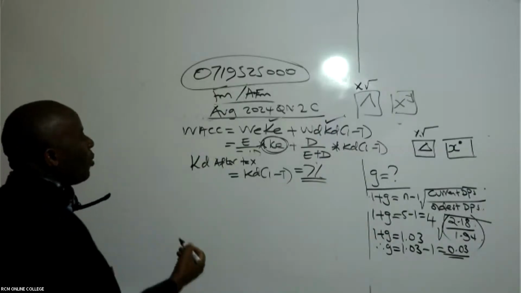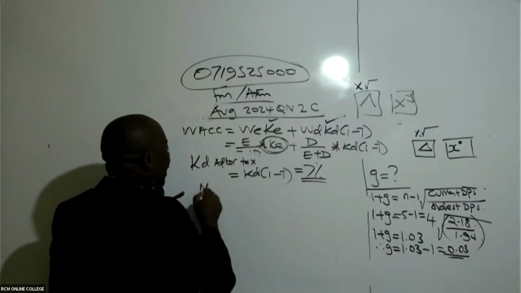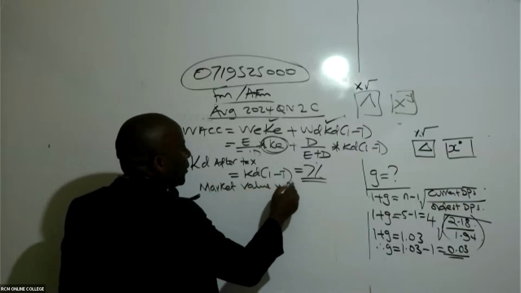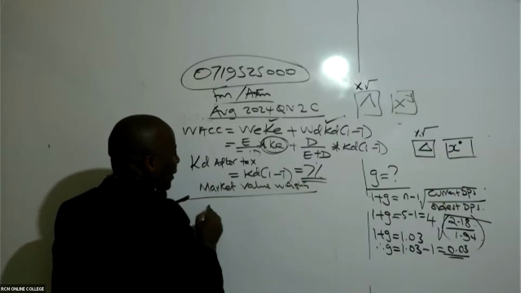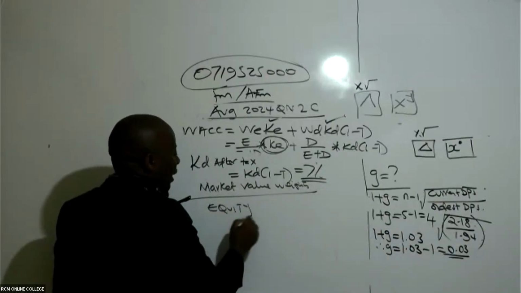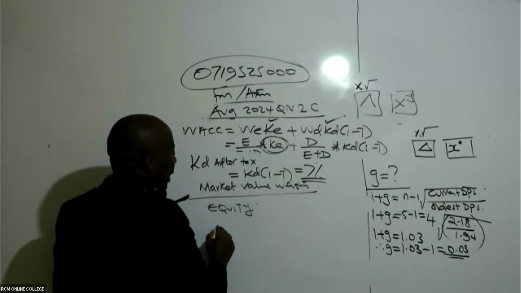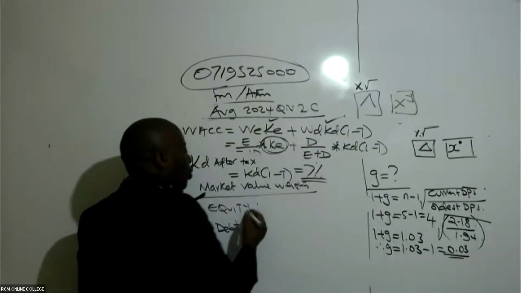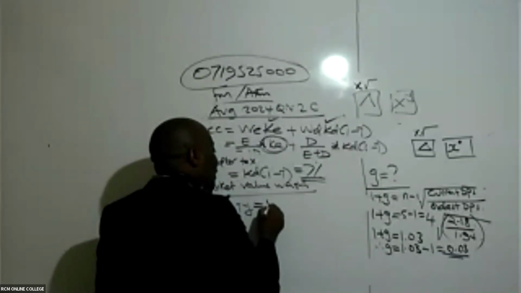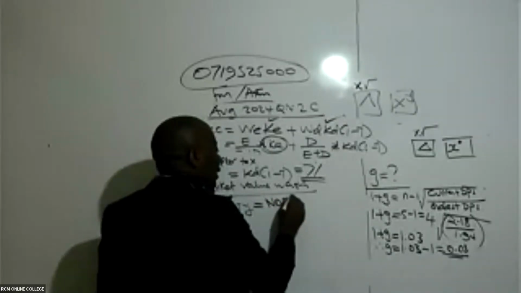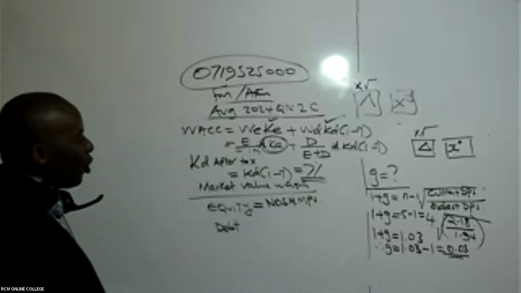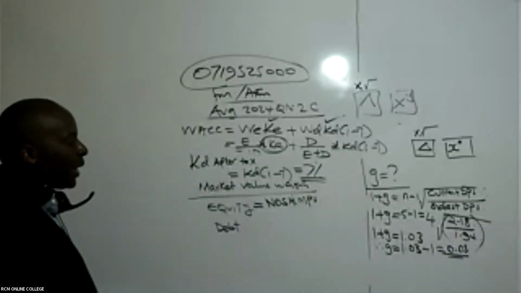Now, the only thing that I would need to do is to give my examiner what we are calling the market value weights. The market value weights, of which I have equity, and I have my debt, 2 of them. So how do I get the market value weight of equity? I will take the number of ordinary shares given times the market price per share.